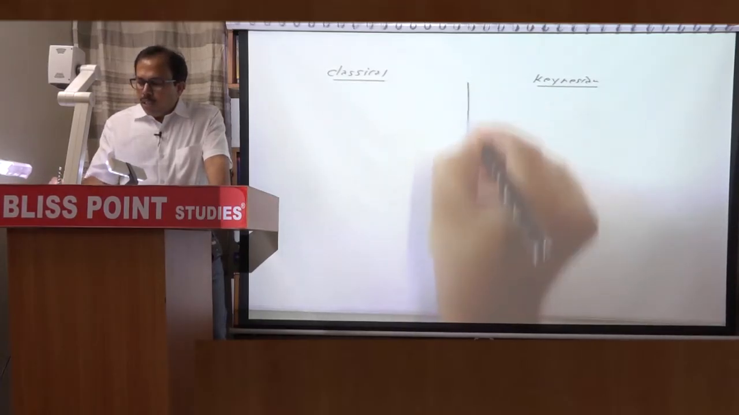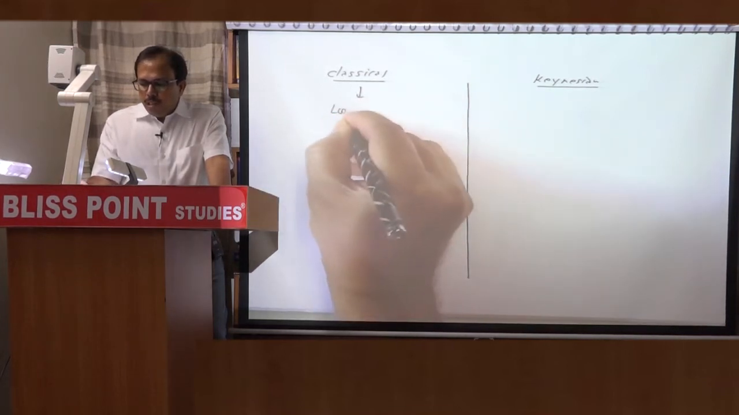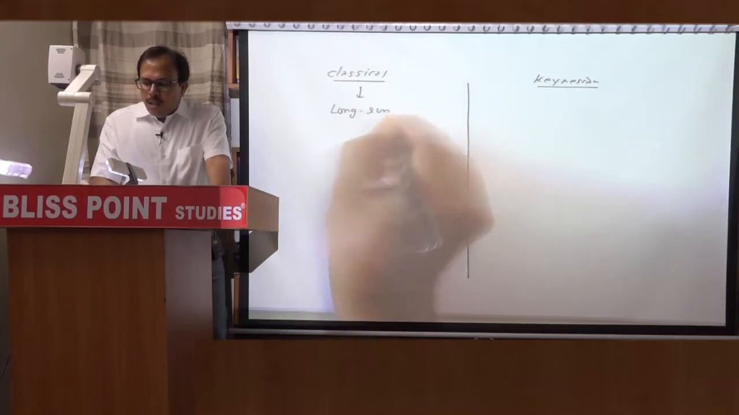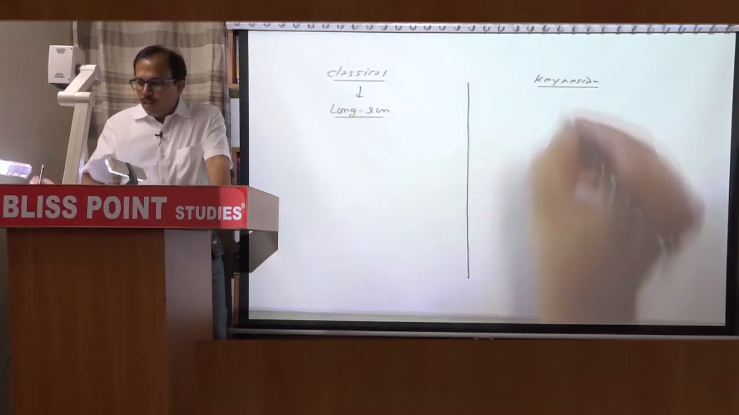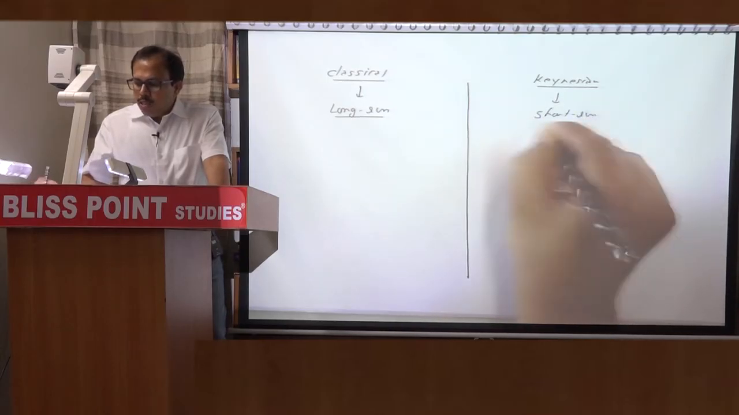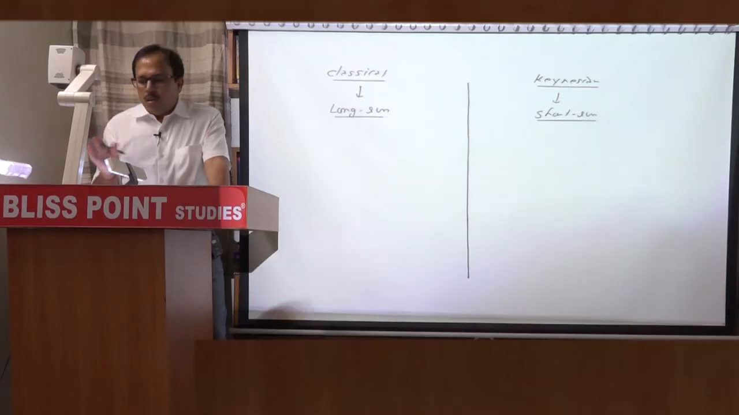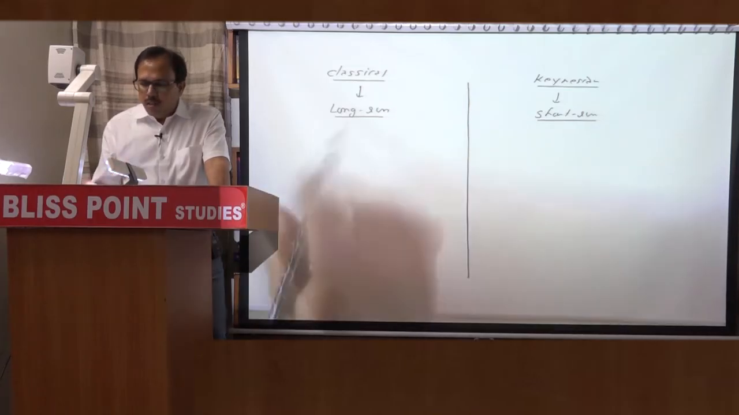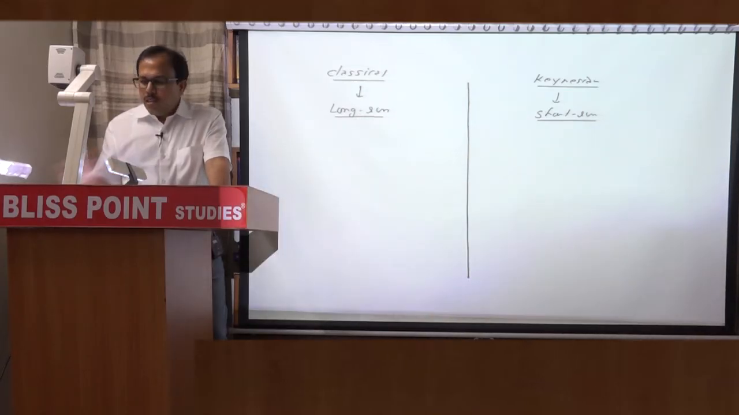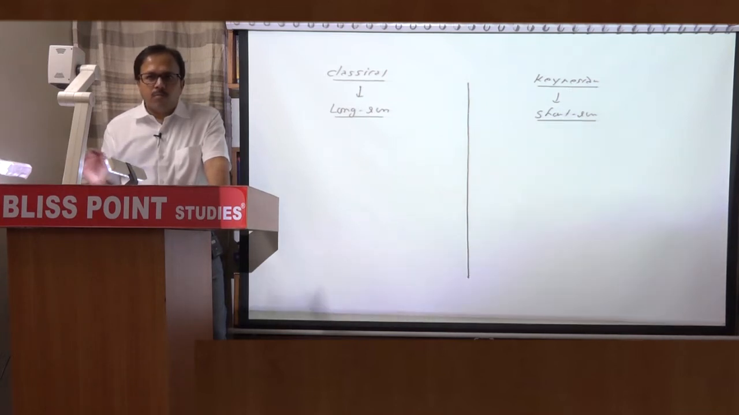But before going into the detail, just remember this: the classical approach is mainly a long run description of the economy, and the Keynesian approach is mainly a short run description of the economy. Usually you will find classical concepts correct in the long run, and generally you will find Keynesian concepts correct in the short run. So I will explain by giving some examples.